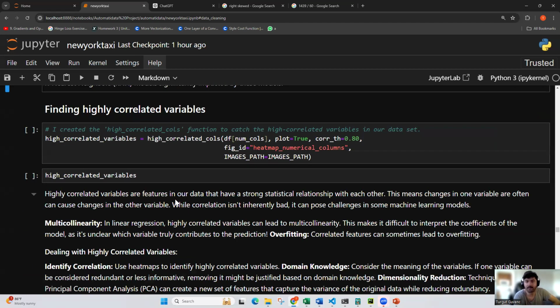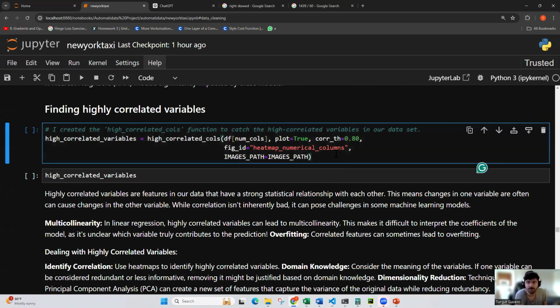If you are not going to build a machine learning algorithm, you can just report this. For example, if you're creating an executive report or a report to your manager, you can just mention that there are these values, and that's why our mean value is higher than the median value, and so on and so forth.